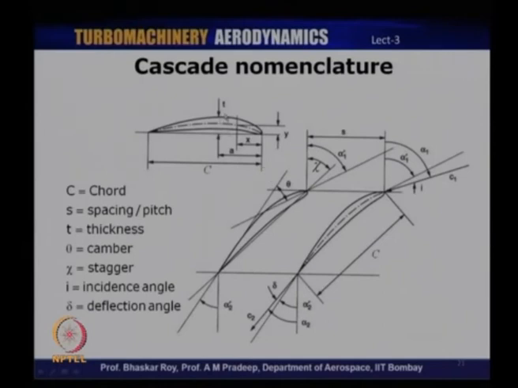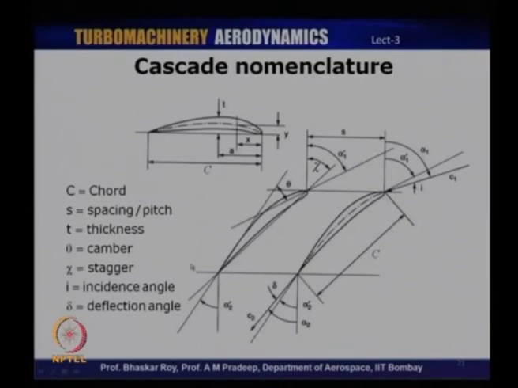and here T represents the thickness of the blades, and the angle subtended by the tangents at the leading as well as the trailing edge is known as the camber. It is indicated by symbol theta. So, theta tells us the camber of the blade. So, the higher the camber, the higher would be the turning across the blade, and theta is measured as the angle subtended between the tangent at the leading edge and the tangent at the trailing edge of the blade.